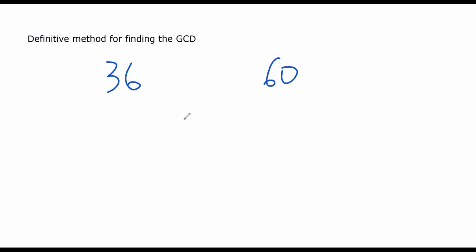Take 36 and take 60. And now let's find the prime factorization of each to start with. So this definitive method is a bit of a pain because you've got a little bit of work to do, but it is going to work. It's guaranteed to work.